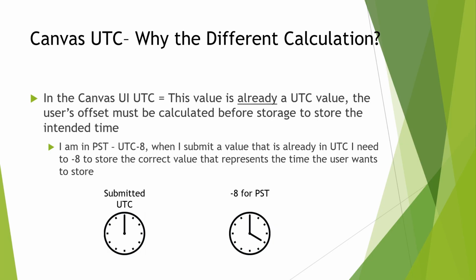So why does this calculation happen? When you select UTC in a Canvas app, what it's telling the app is, "I'm sending you a value that is a UTC value." To store it, Canvas uses the user's time zone offset to calculate the submitted value into the UTC equivalent for the user's local time. So in my case, I submitted a date in Canvas using UTC. Canvas gets my time zone offset from my profile, in my case minus 8, and then applies that to the submitted UTC value so it is stored as the UTC calculated value.